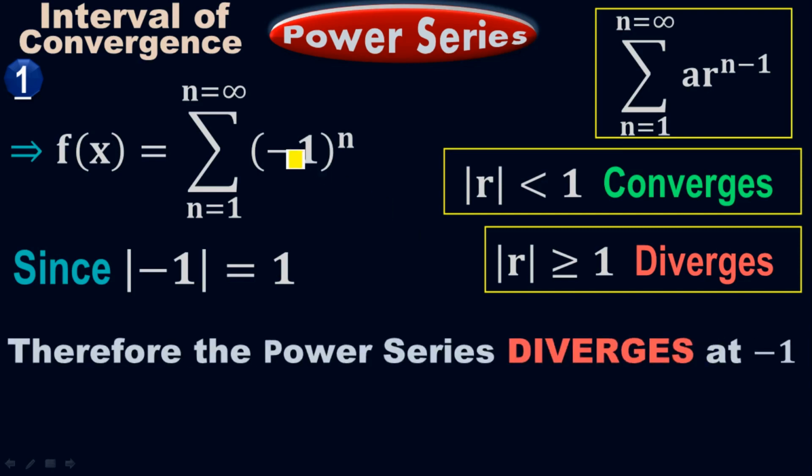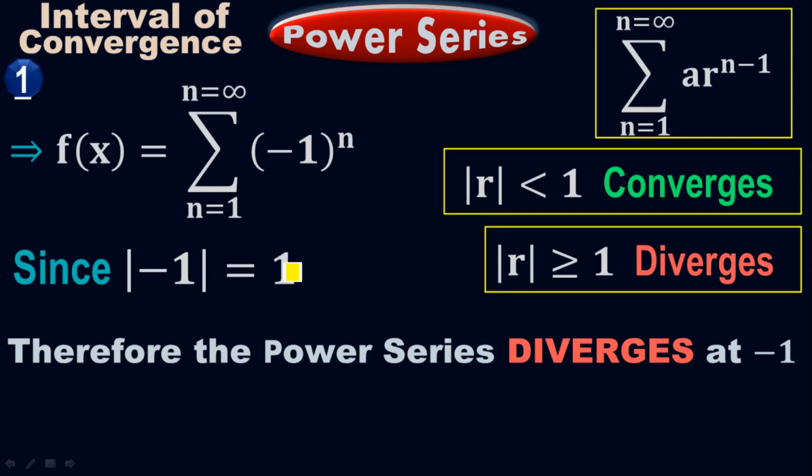As I said, that -1 is my r. So when you take its modulus, the modulus of -1 is +1. Whatever you put inside the modulus, it comes out positive. If it is negative, you get a positive value. If it is positive, you get positive. So inside the modulus, -1 comes out as a positive 1.